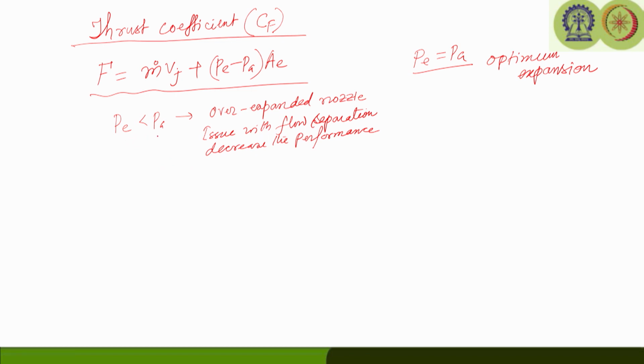In case of P less than Pa, which is near sea level, where your exit pressure is less than the ambient pressure, that case is called the over expanded nozzle. There will be an issue with flow separation, so that will decrease the performance. In case of an under expanded nozzle, your rocket is flying higher and higher, so at a higher altitude the ambient pressure decreases. In that case your Pe will become greater than Pa, so it will not expand properly. That case is called the under expanded nozzle.